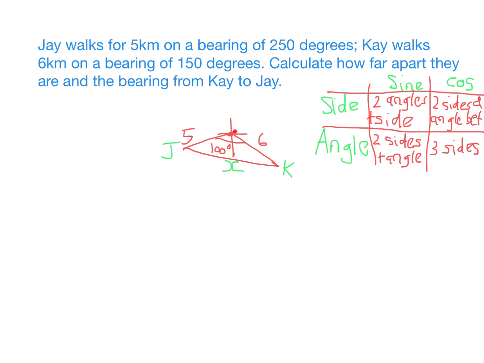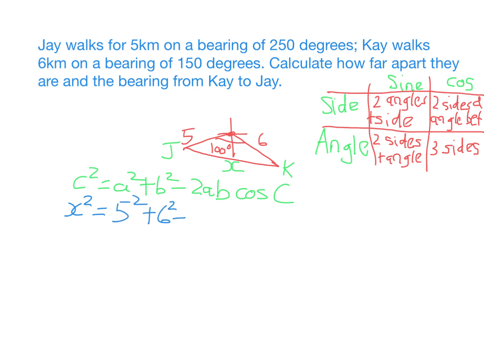So here we have side, side, and angle in between. Two sides and the angle between. We're going to use the cosine rule to find this side there. So this is the cosine rule for a side. Here, c, the side we're trying to find, is like x. So we have x squared equals a squared plus b squared. It doesn't matter which you label a and which you label b, minus 2ab times cos of the angle opposite the side you want to find.